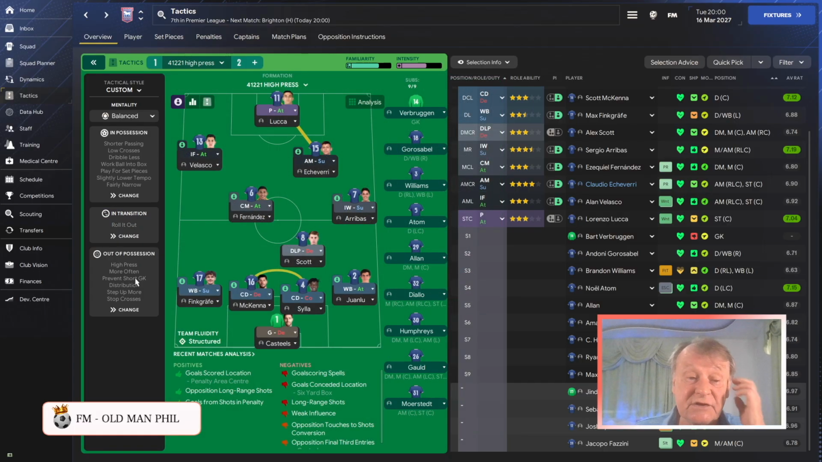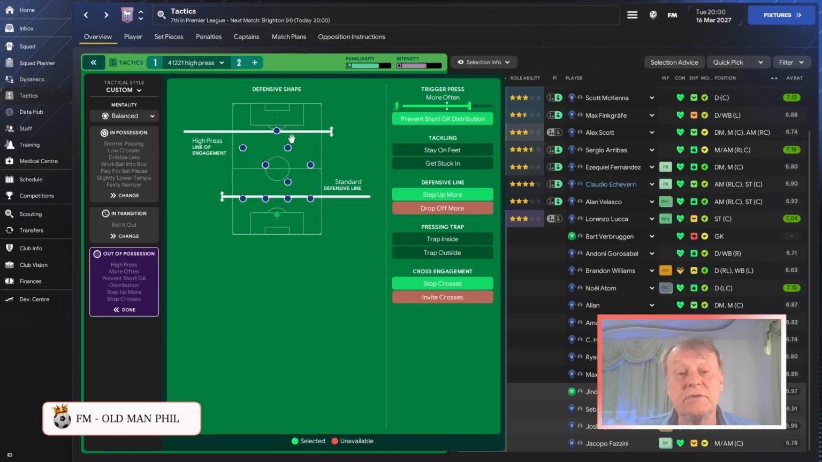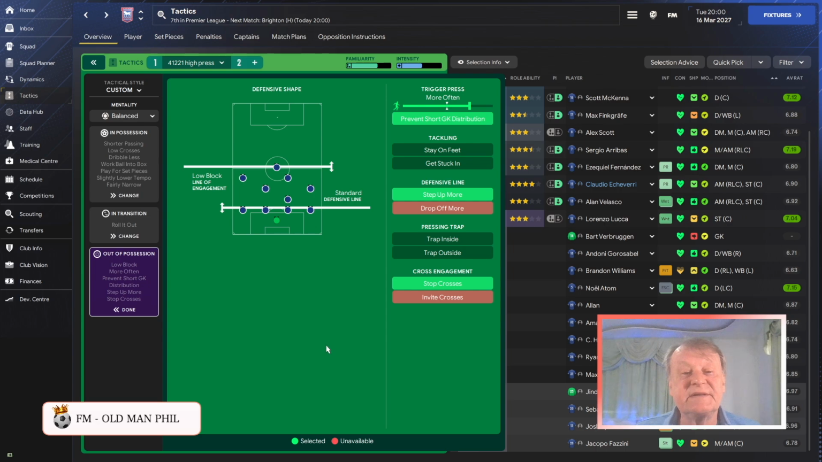Out of possession is going to be an issue. My assistant has advised that we go into a low block. I also want to play with a higher line, as we explained before, and that will hopefully keep people away from our 6-yard box. We also have a great deal of players now behind the ball, and that's going to hopefully increase the defensive ability that we have.